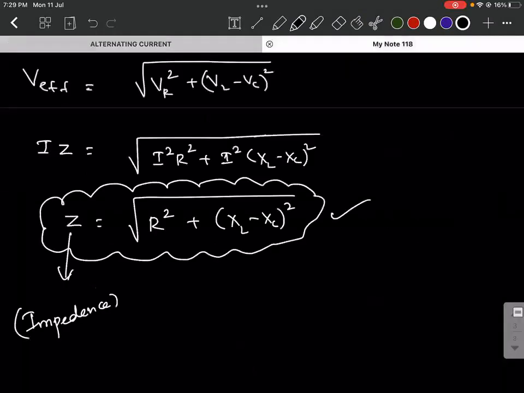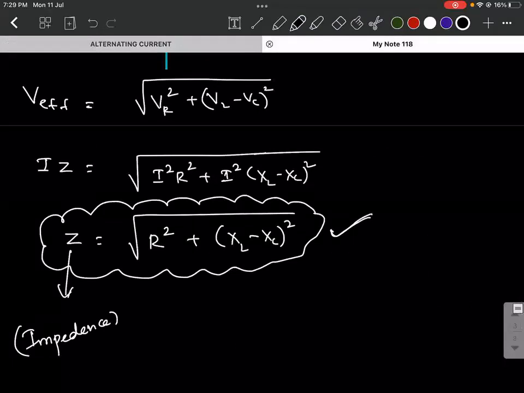What was the previous topic that we learned? We learned something called impedance. Impedance, what is it? Impedance is basically like opposition.